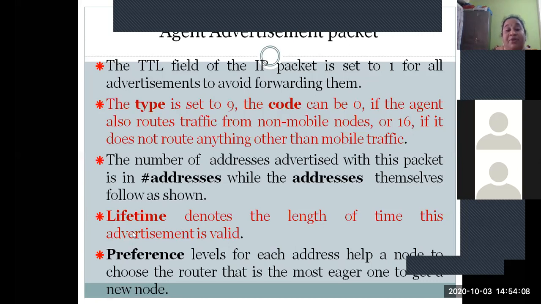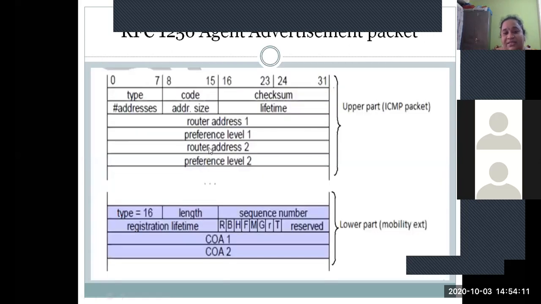Next one is preference levels. Already we know this here. These are the preference levels. This is the address size, the number of addresses we saw. This is the lifetime of the particular packet. Code we have already explained. Type is also explained, type has been given 9. Code is either 0 or 16. Addresses are the total number of advertising packets that are being delivered, and lifetime is nothing but the total expiry period of that particular packet.